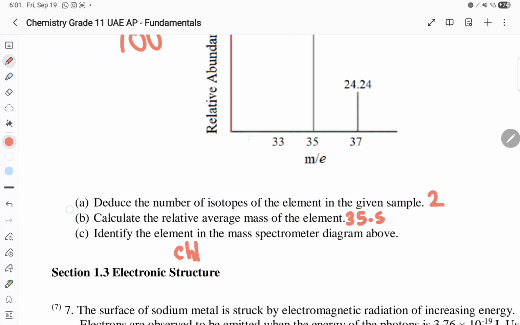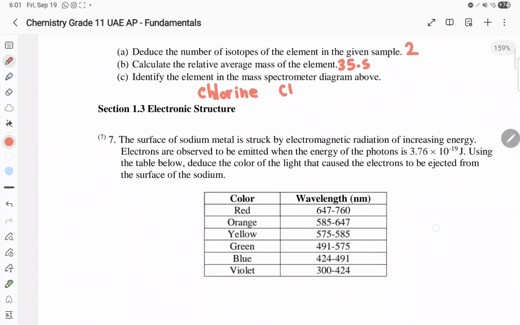Identify the element means you could either give its name or its element symbol, but usually they tell you to give its symbol or give its name. They never just say identify. Most of the time, if they do just say identify, give the name.